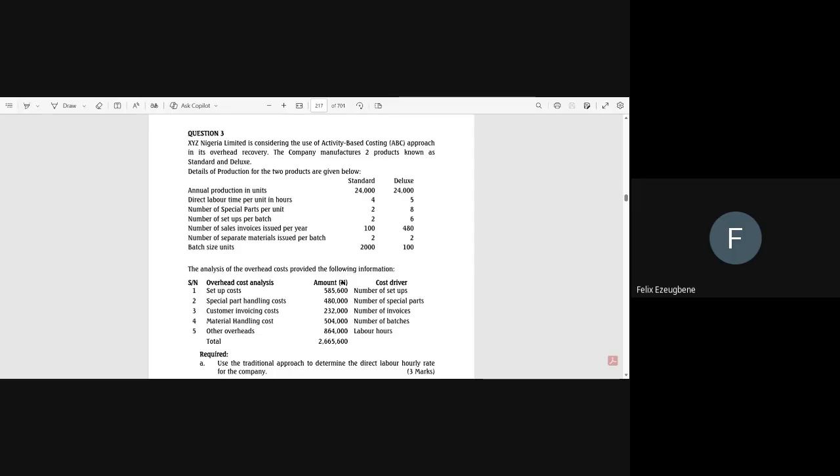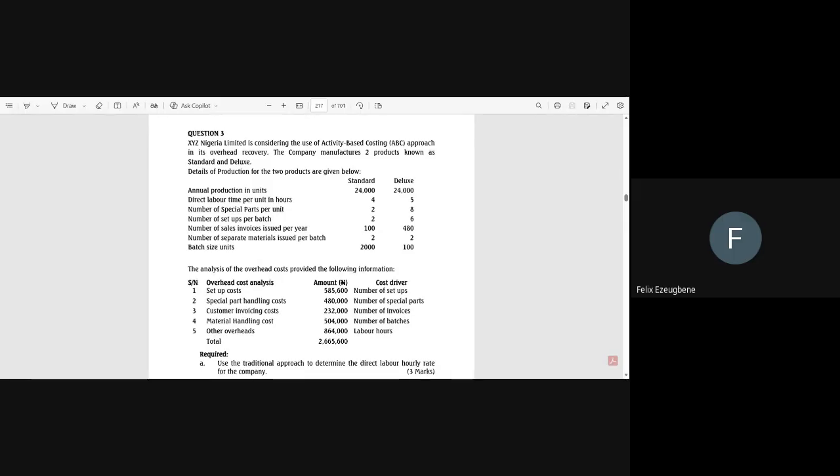Standard, Deluxe, annual production in units: 24,000, 24,000. Direct labor time per unit in hours, number of special parts per unit, number of setups per batch, number of sales invoices issued per year, number of separate materials issued per batch, batch size in units. The analysis of the overhead costs provided the following information.